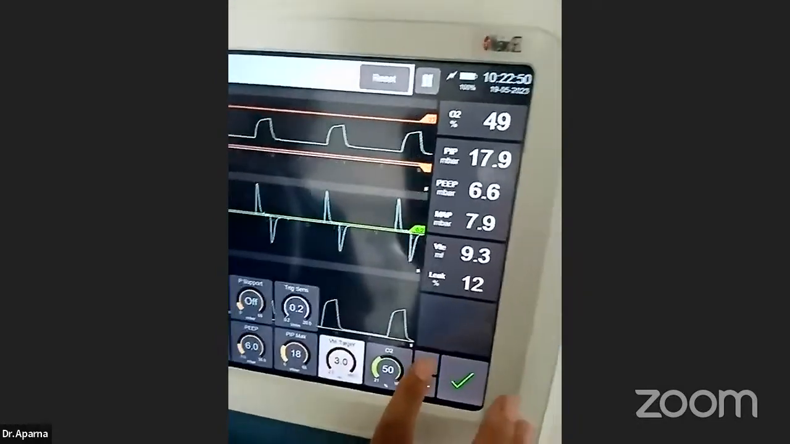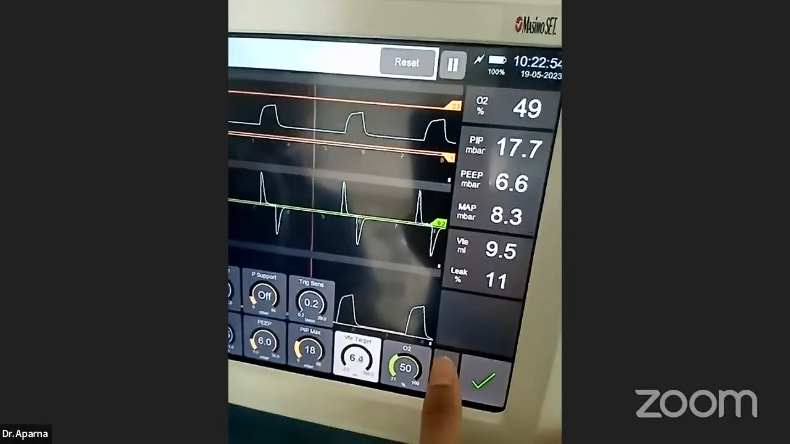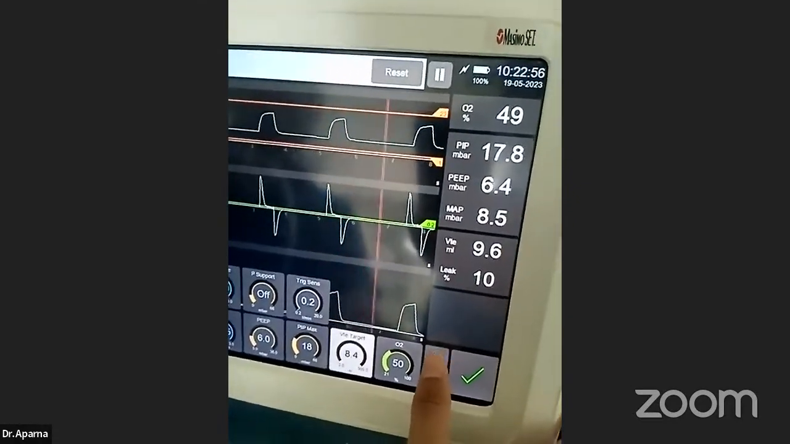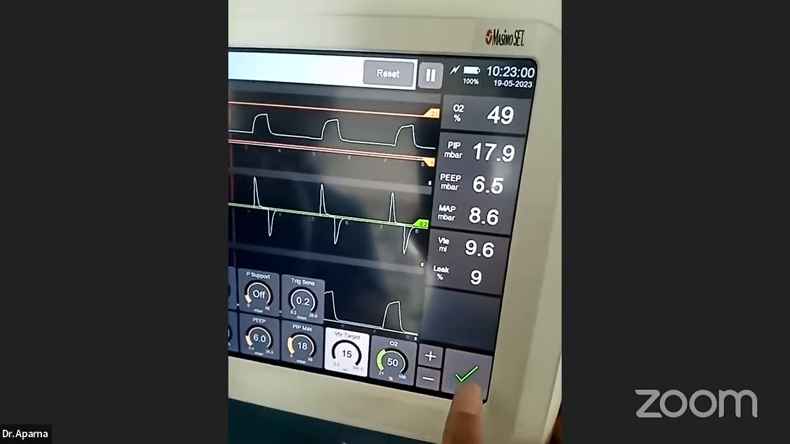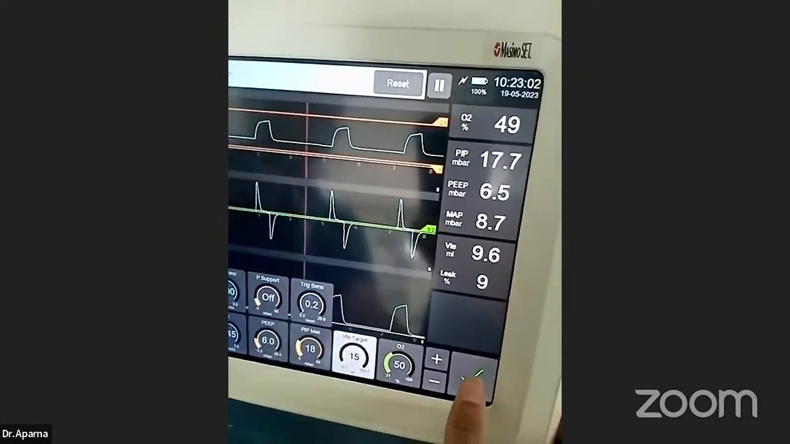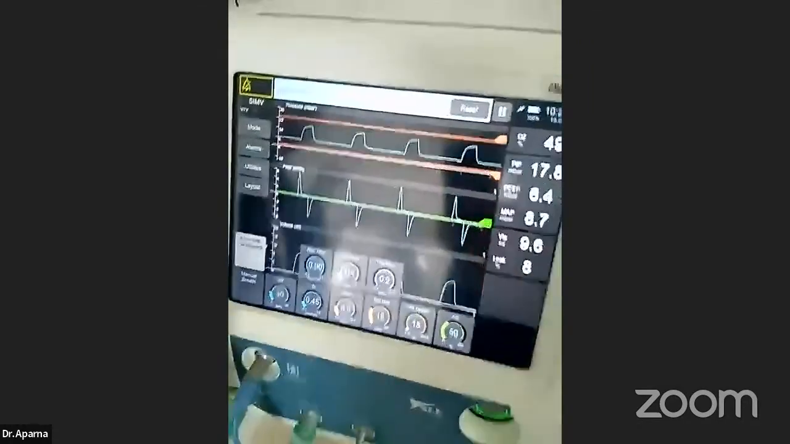So you long press VTV to first switch it on. Then you set the tidal volume that you desire. So imagine we are ventilating a 3 kg baby. We want the tidal volume to be 5 ml per kg. So let us set the target tidal volume at 5 ml per kg, which is 15 ml. So what is going to happen?